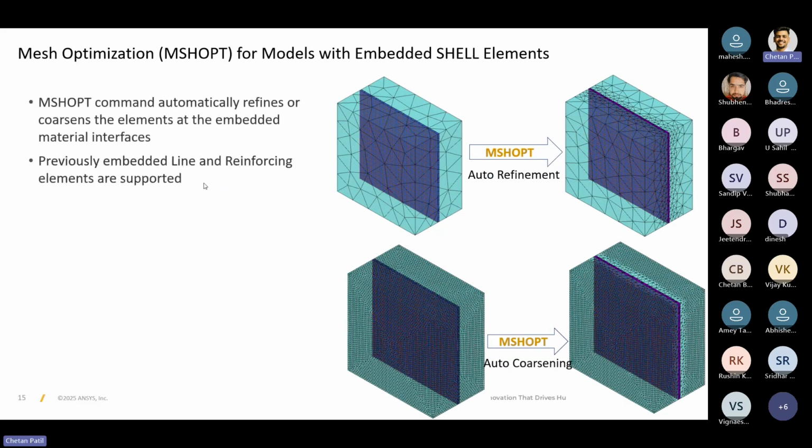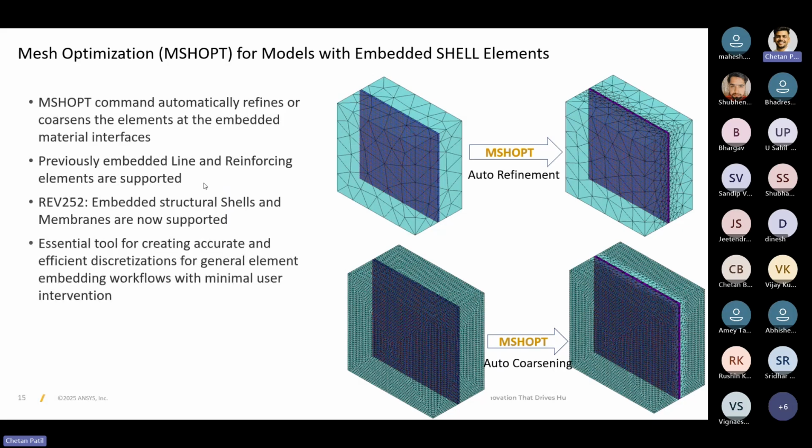Then we have another mesh optimization method over here, where you can make use of the command msh opt. This is a mesh optimization command which automatically adjusts the mesh, refining or coarsening it wherever different materials meet with each other, so you can get a cleaner and more accurate interface there. It even supports embedded line and reinforcing elements, and now also embedded shells and membranes.